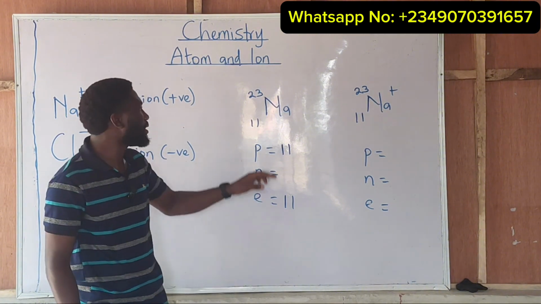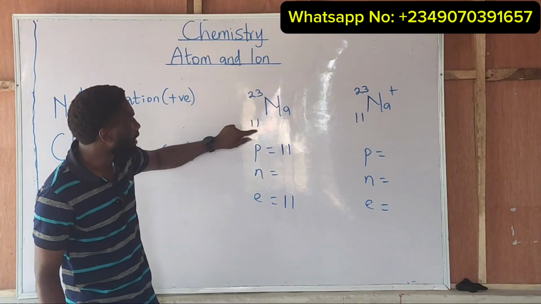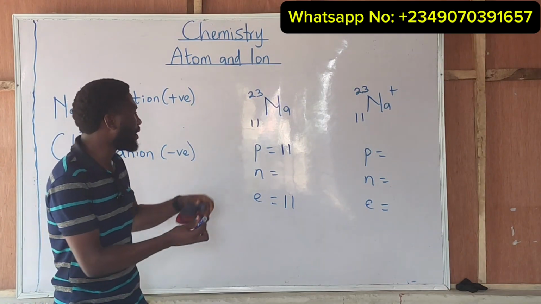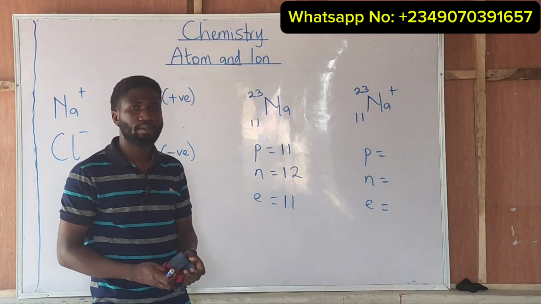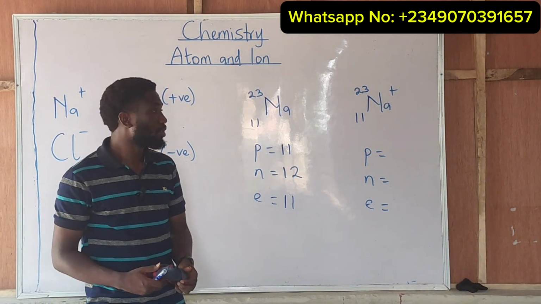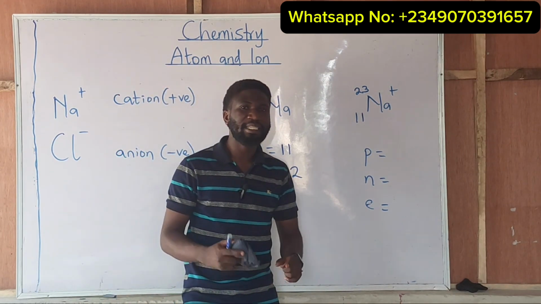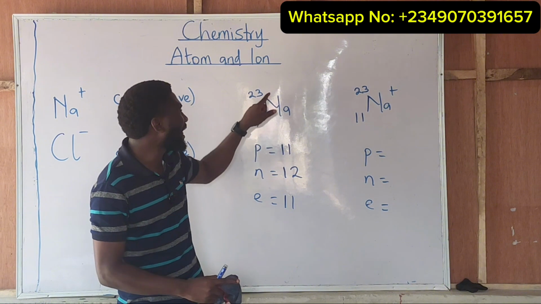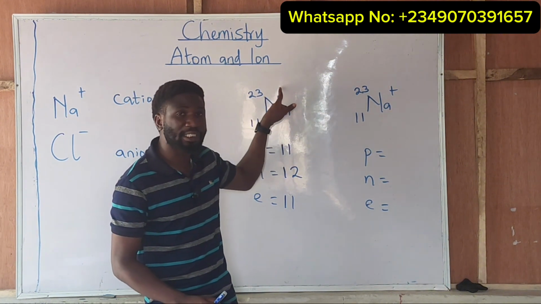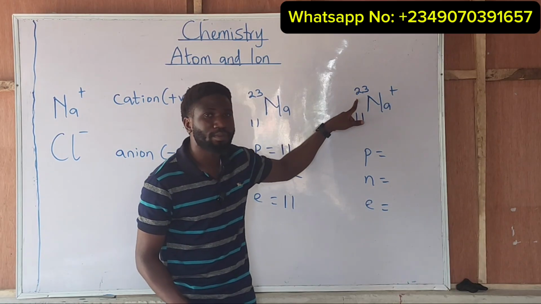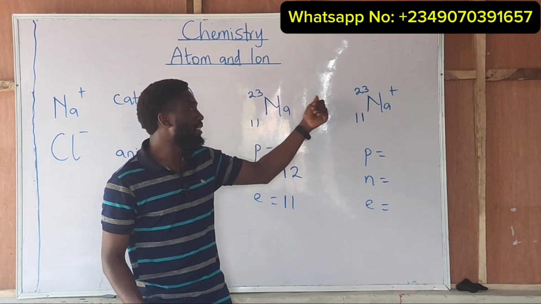The neutron is the mass number minus the atomic number. Here is the mass number, here is the atomic number. So 23 minus 11 will give us 12. I hope we understand. So let's get to this. Remember I said the only difference is between an atom with a charge and an atom with no charge. This has no charge, this has a charge.